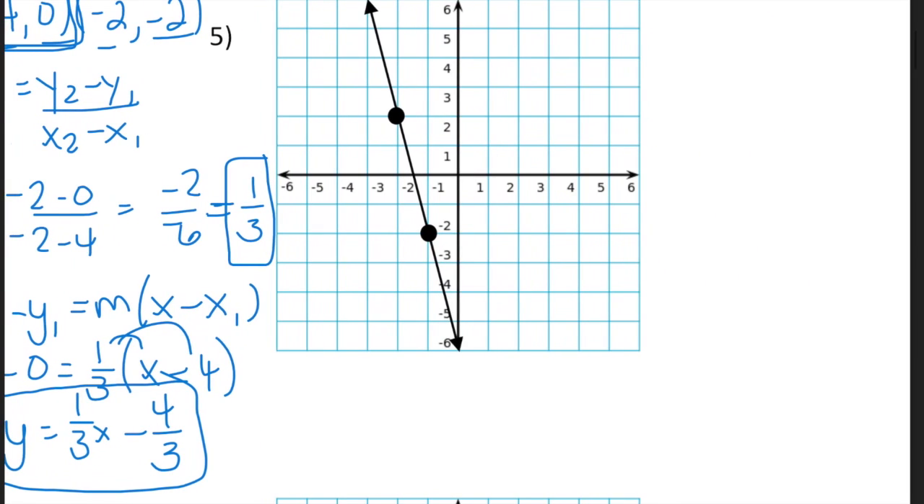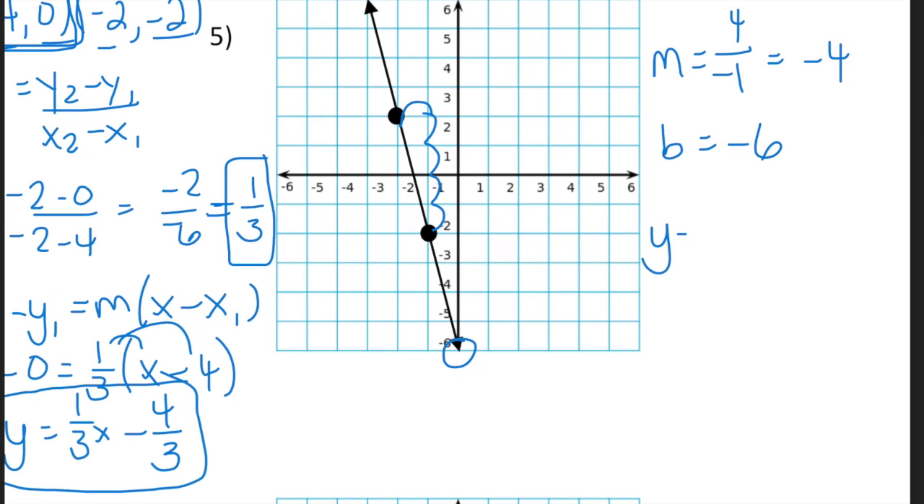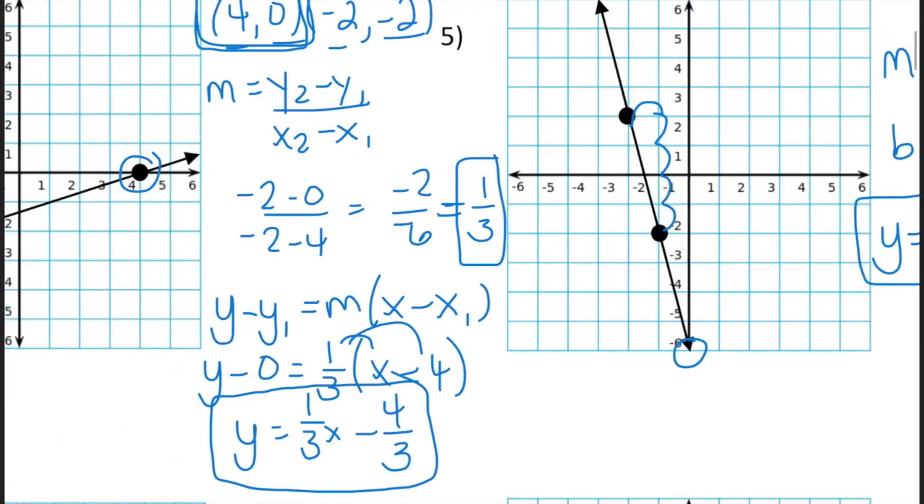Okay, let's take a look at this one. So I guess maybe I should check the y-intercept first. And it looks to me like it is an integer, negative 6. So I think with this one we can do the slope y-intercept. So slope is 1, 2, 3, 4 over negative 1. That would be negative 4. Y-intercept is negative 6. So y equals negative 4x minus 6.